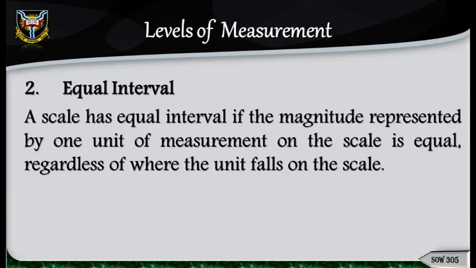2. Equal interval. A scale has equal interval if the magnitude represented by one unit of measurement on the scale is equal, regardless of where the unit falls on the scale. For example, car A has 20 liters of petrol left after a journey, which started with 40 liters, while car B started with 50 liters and ended with 30 liters. Their difference with the leftover of petrol in the cars is equal.